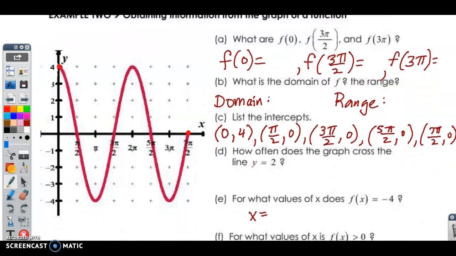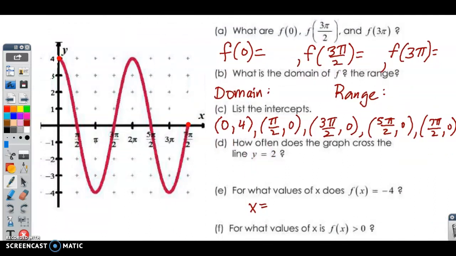So let's look at this example. This is more like what you're going to be doing in your practice in your classwork next class. So f of 0, we're just going to read the graph. Well, when I plug in 0 for x, what do I get for y? 4. When I plug in 3 pi over 2, what do I get for y? 0. I'm going to change the color here. So f of 3 pi over 2 for x, 0 for y. Okay. And 3 pi, when I plug in 3 pi for our value for x, what's our value for y on our graph? Looks like negative 4.